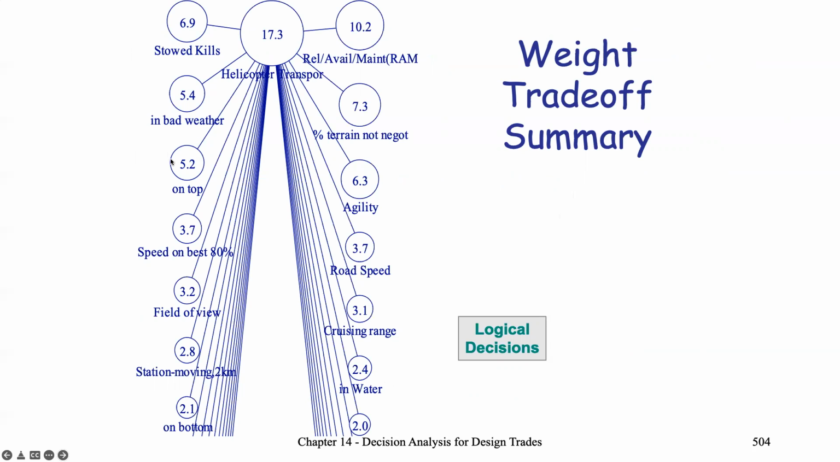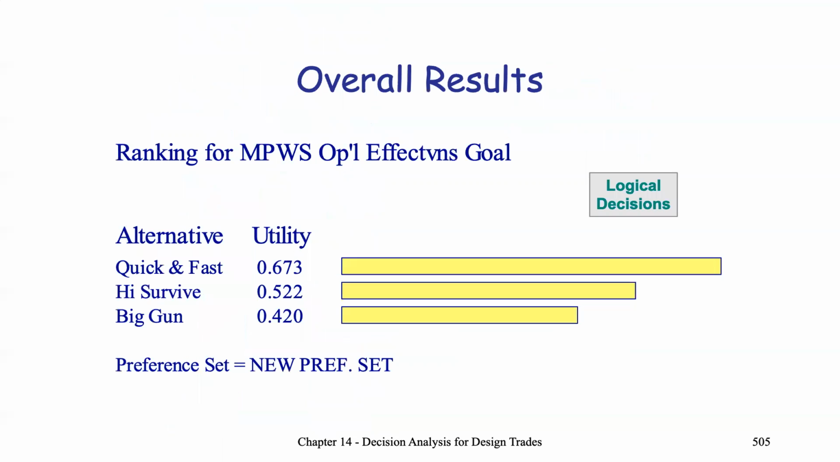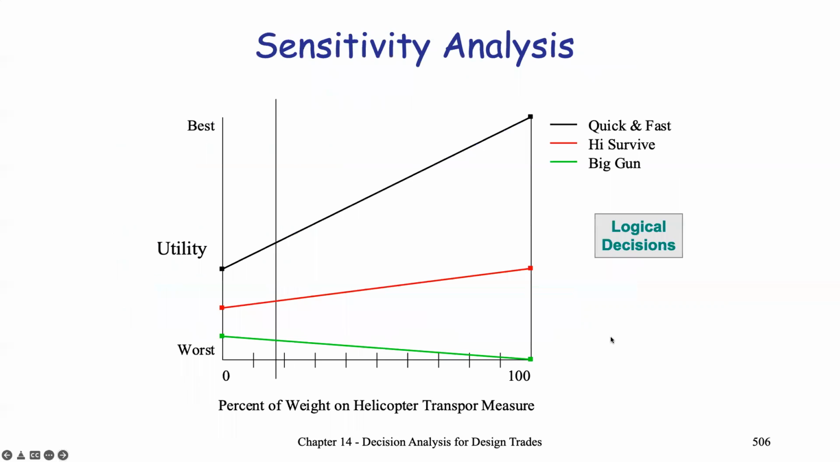This is a little bit notional, where we're not going through all the details, but we can see we're getting an overall score as a result of these various parameters of requirements, and having weights that we could be using for each type of option. For the overall results, here is the ranking for this vehicle in terms of the operational effectiveness goal. It does quite well for quick and fast, and for high survivability it does okay. Having a big gun has a utility score that's not quite as high as the other factors.